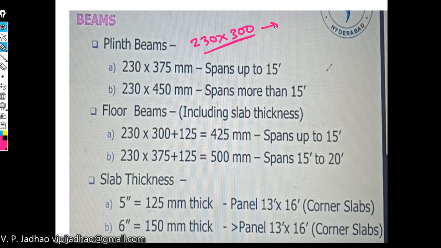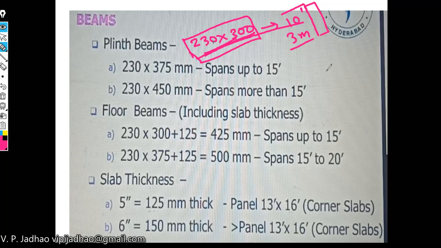Now let us consider our span is 10 feet only. If our span is 10 feet only, that is 3 meters, then you can also check this particular dimension of 230 mm by 300 mm. So for 230 by 300 mm having a span of 10 feet or 3 meters, this will also pass.